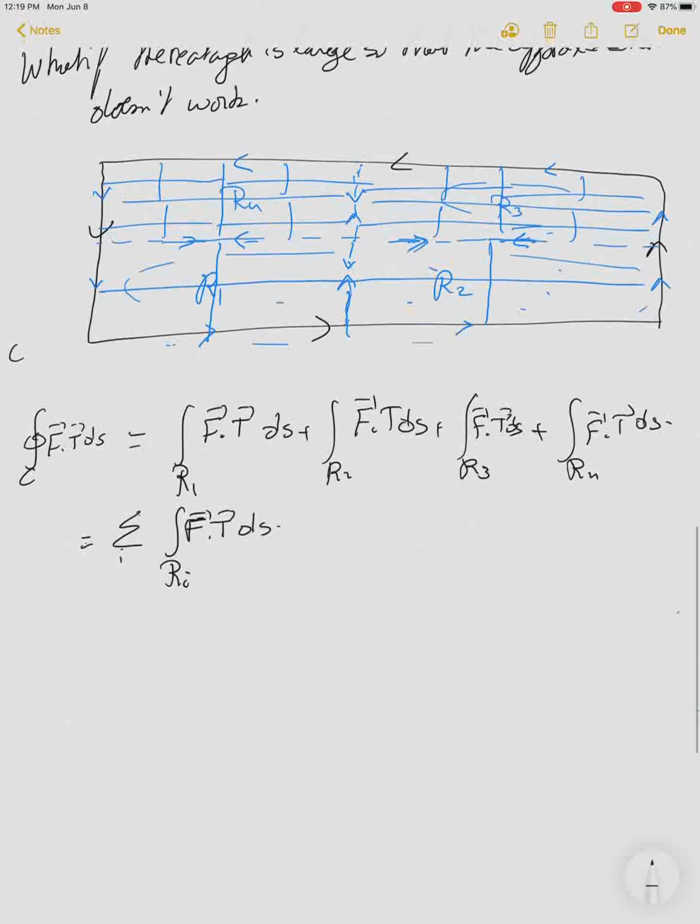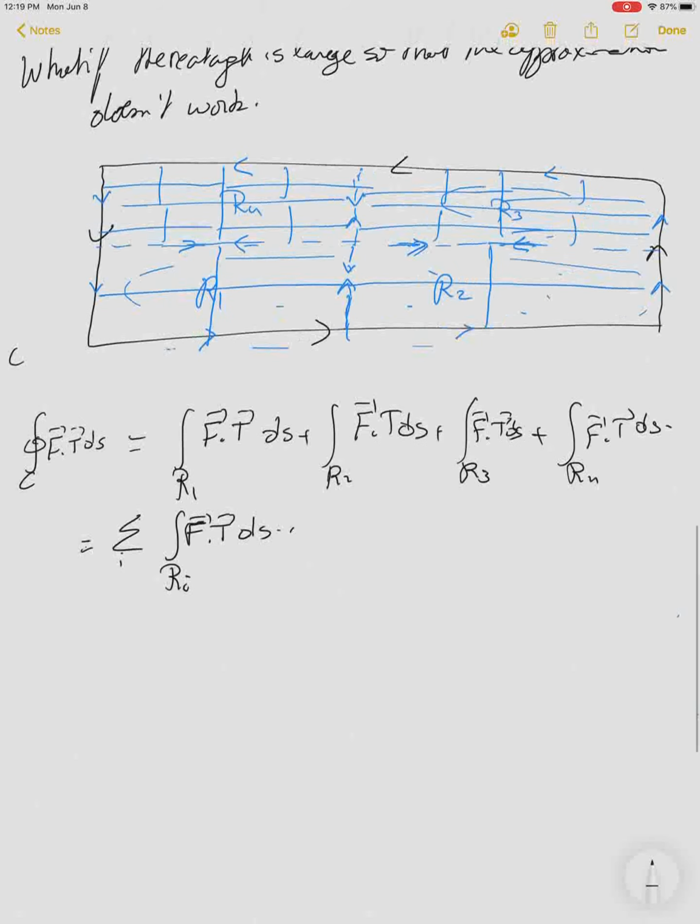Small rectangles. But let's keep doing this until the rectangles are small enough. So this will be approximately the summation over i of Nx minus My, delta x delta y. How to make this equal is by taking smaller and smaller rectangles, which means letting the number of rectangles go to infinity.